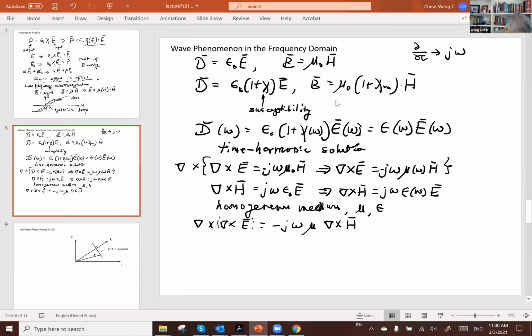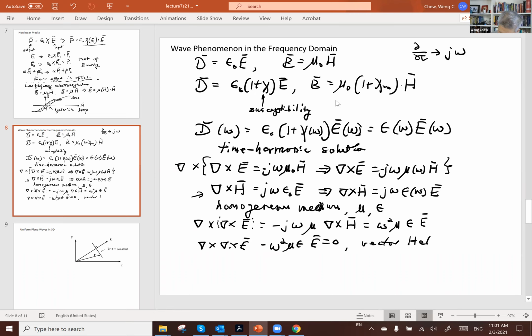And then, this equation that looks like this, if I replace this with Maxwell's equation, I take the second equation and replace that, I will get omega squared mu epsilon E. And then I will get curl curl of E minus omega squared mu epsilon E is equal to 0. Very much like the wave equation, except that now I don't have time derivatives. All the time derivatives have disappeared in the frequency domain or in the phasor domain. And this is usually called the vector Helmholtz equation.